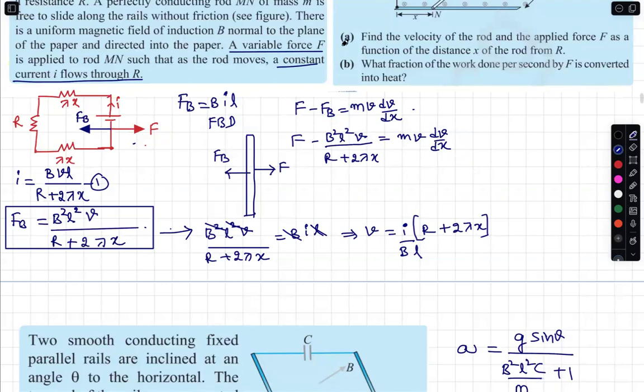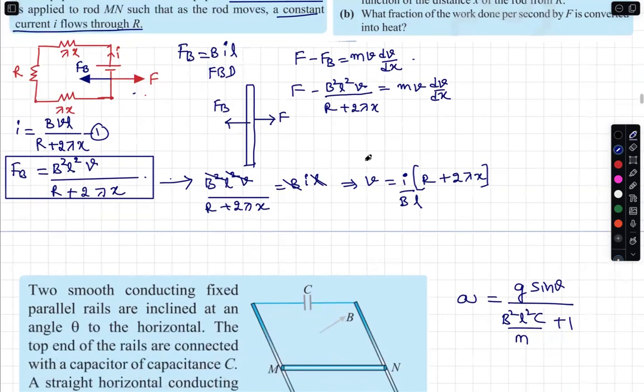Now I have done the first part of the question. Now please allow me to write this as dV by dx. When I am writing dV by dx, the first term goes because they're constant. So I'll get 2 lambda I by BL. You have two terms here.